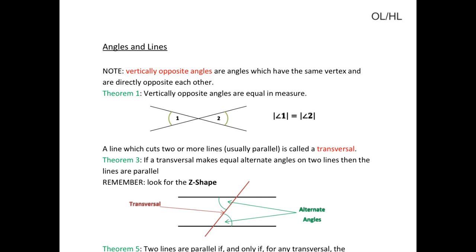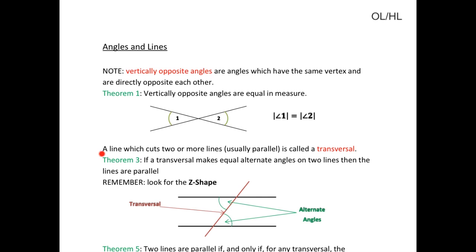Vertically opposite angles are angles which have the same vertex and are directly opposite each other, as the name would imply. The main theorem which applies here is that vertically opposite angles are equal in measure. So if we have two lines like the two that I have here, and we label our two opposite angles, angle 1 and angle 2, then angle 1 and angle 2 will be the same.